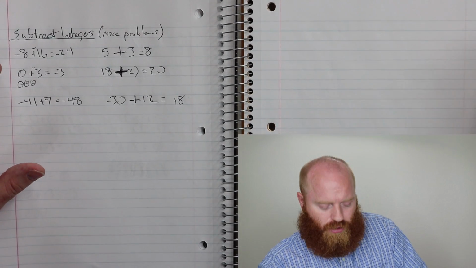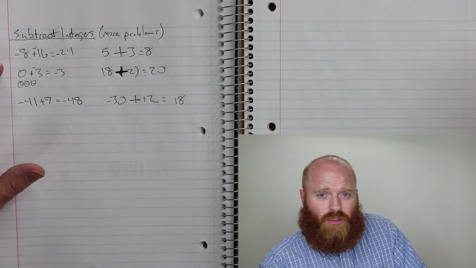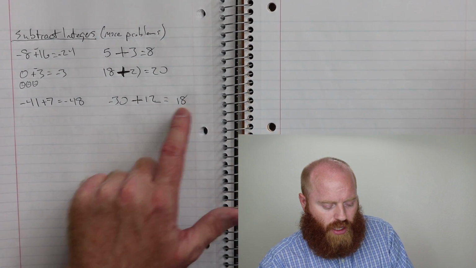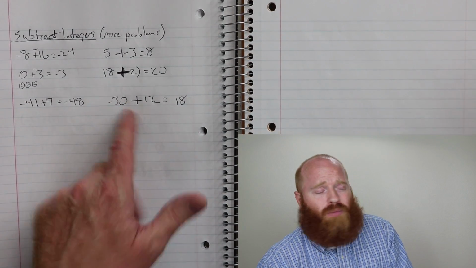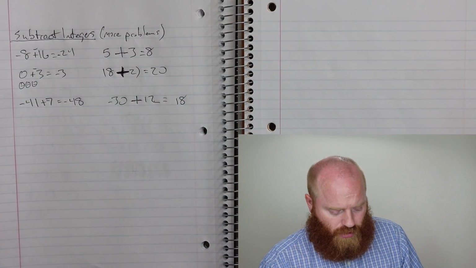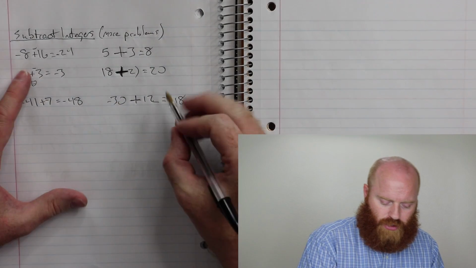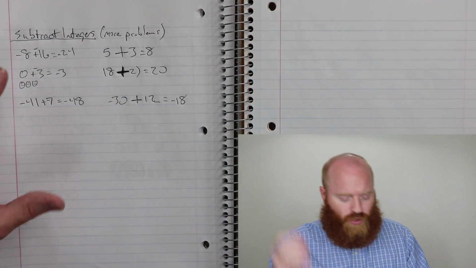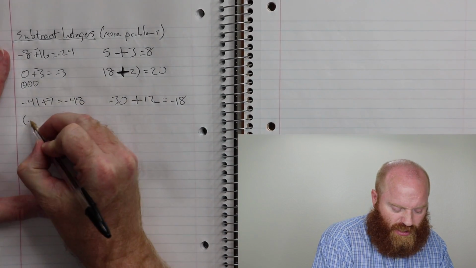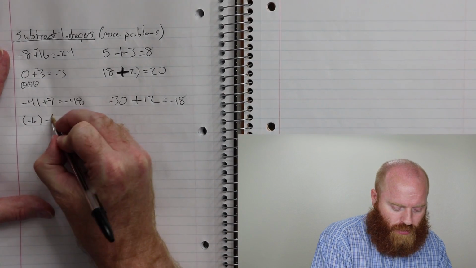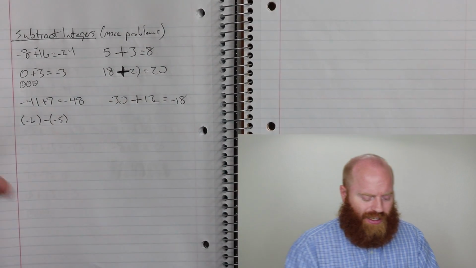How do you know if the answer is a positive or negative number? Well, you just look at who has more people on their team. Whoever has more people on their team is going to win the war. So the answer is negative 18. Let's move on. Some gross parentheses: negative 6, the quantity negative 6 minus the quantity negative 5.